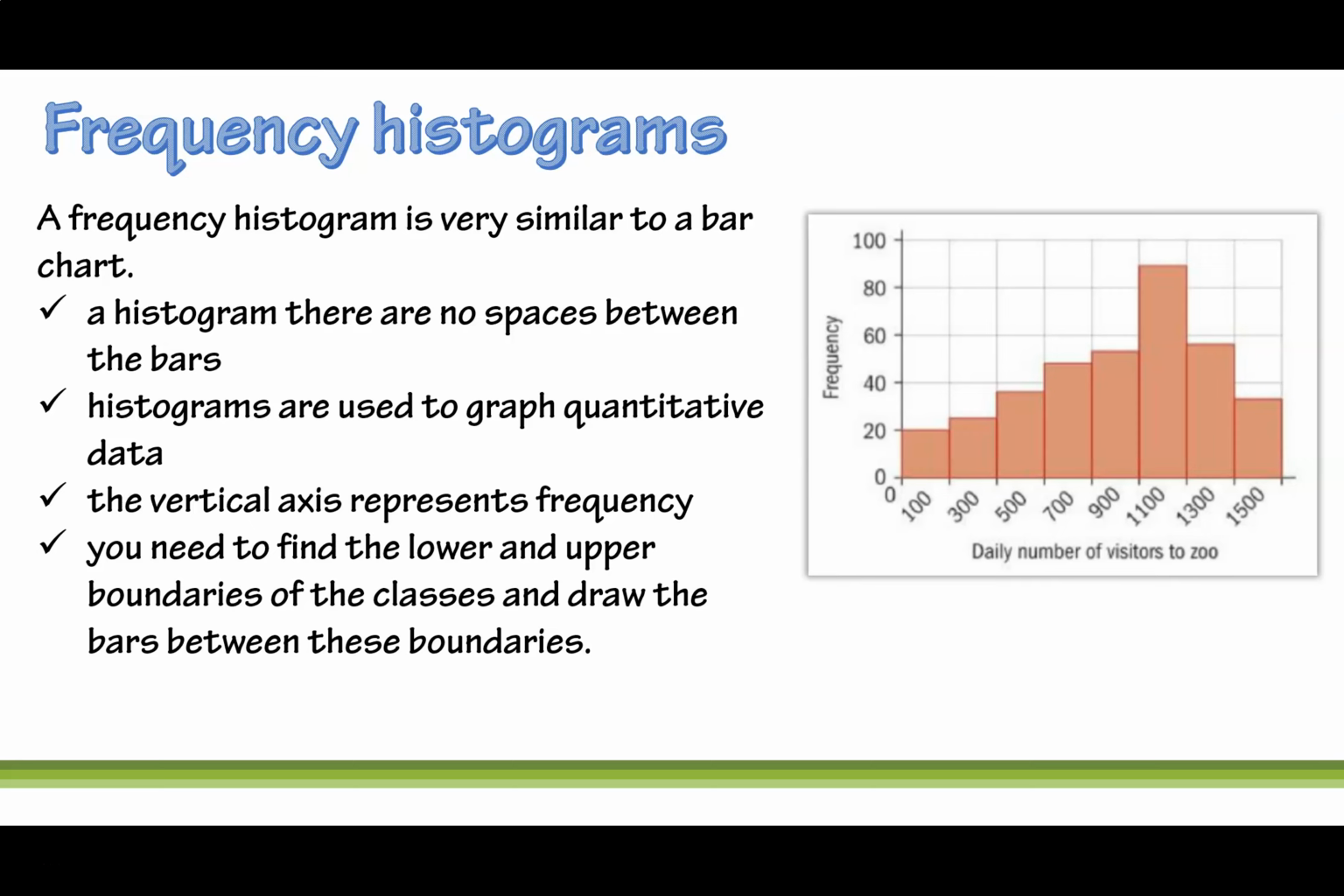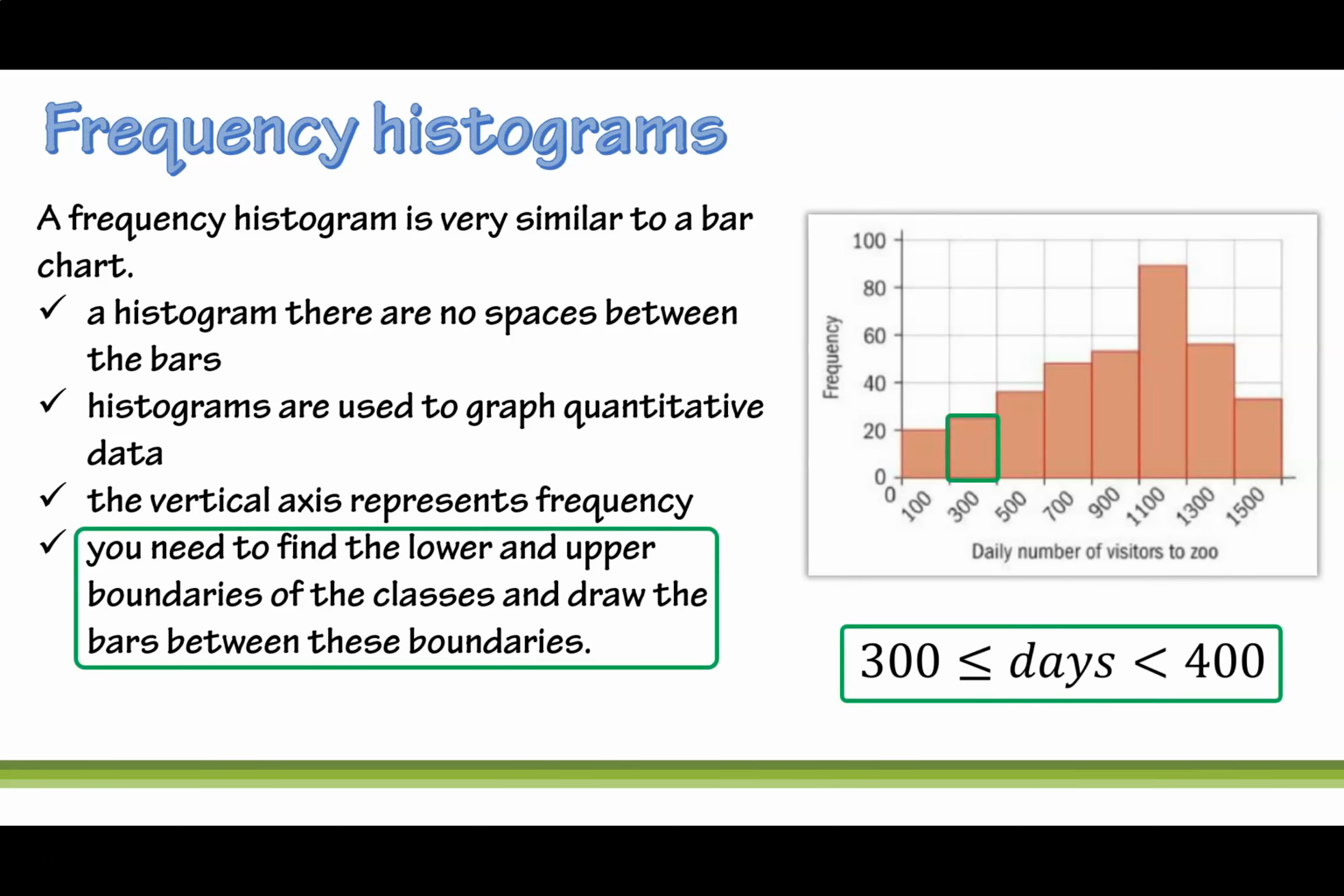Let's take a look at this one here. It says a histogram has no spaces. Histograms are used to measure quantitative data. That's right. And the vertical axis is always the frequency of whatever's being measured in the x direction. So in the x direction, you're going to have a variety of things that could happen, and the height of the bar indicates how often that occurred. You're always going to have to figure out the boundaries of the classifications that go along the bottom, and there's a little trick to that. I'll show you what that's all going to be about here.